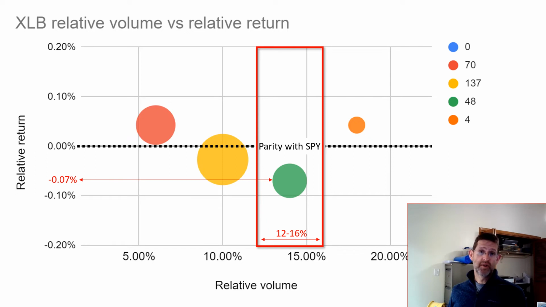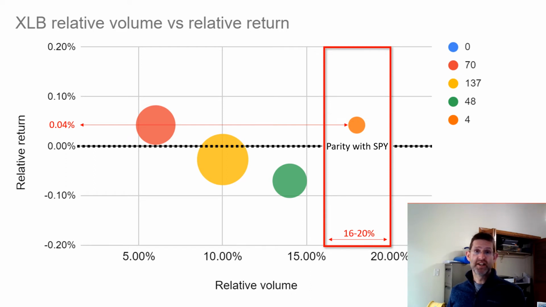So continuing to the green dot, which corresponds to the 48 days when XLB's volume was 12 to 16% of SPY. So in those 48 days, XLB returned an average of 0.07% less than SPY. So that means if you were long XLB, you would get 3.4% less return over those 48 days than being long SPY.